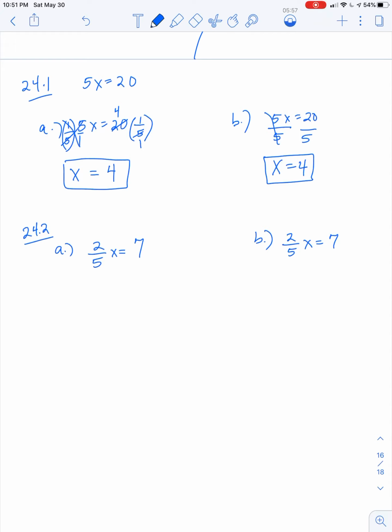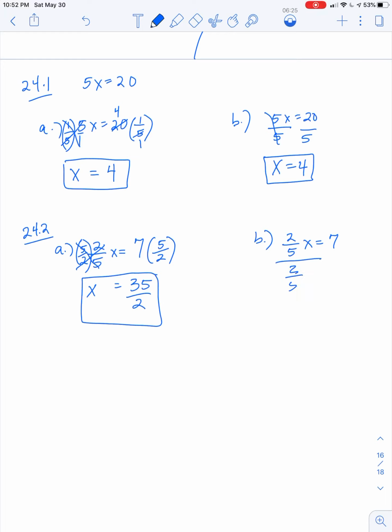Okay, on the first side, I'm going to multiply by the reciprocal, and this is where it comes in really handy. In this case, I would use the first method where I multiply by the reciprocal because it's already a fraction, and the easiest way to isolate the variable is to multiply by the reciprocal. So we get x over here. Remember, we have to multiply both sides by 5/2. So we get 35 over 2. Let's test it out over here.